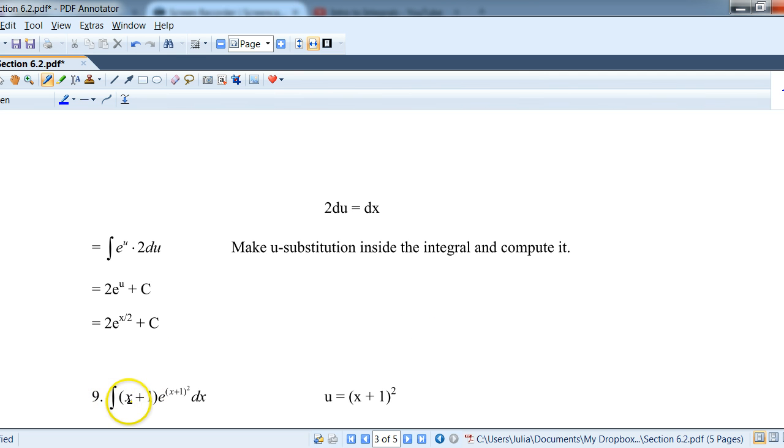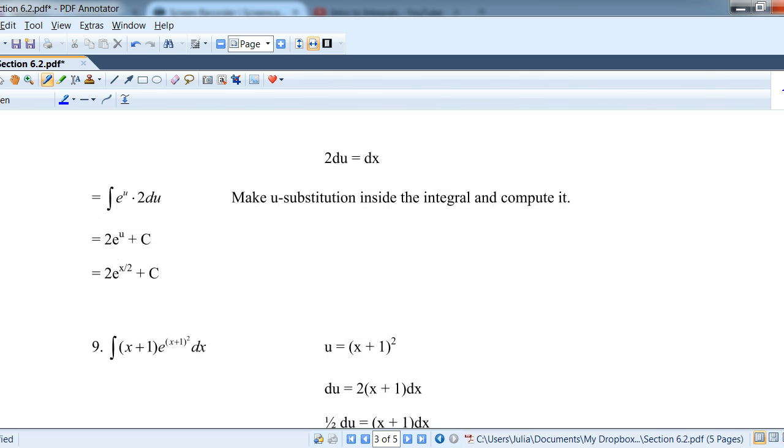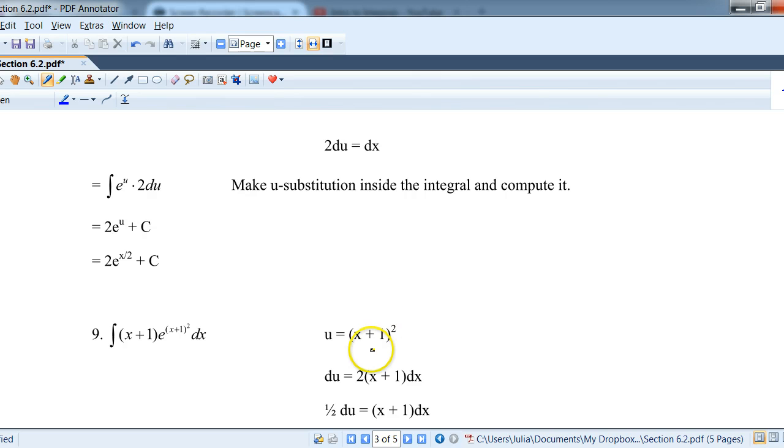What if I have integral? This one's a little bit more complicated, but it looks like x plus 1 in parentheses times e to the x plus 1 squared power dx. Again, what do we call u? I'm going to call the whole exponent, which is x plus 1 squared, u. You don't want to just do x plus 1 because then you'll get e to the u squared, and then you'll have basically a similar problem as far as integrating. So we'll just call the whole exponent u.